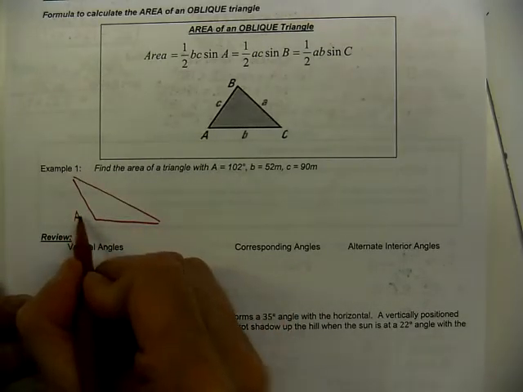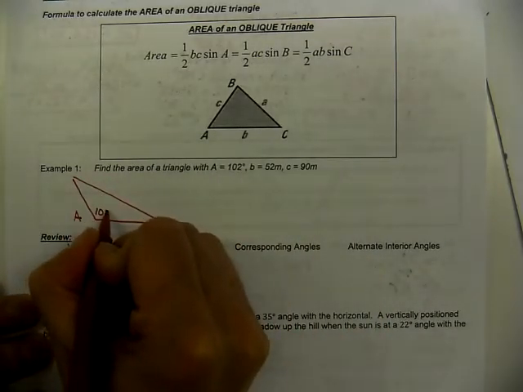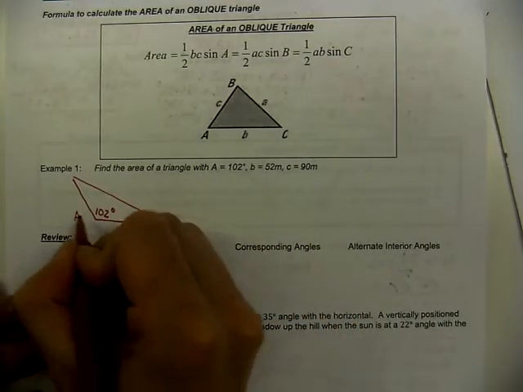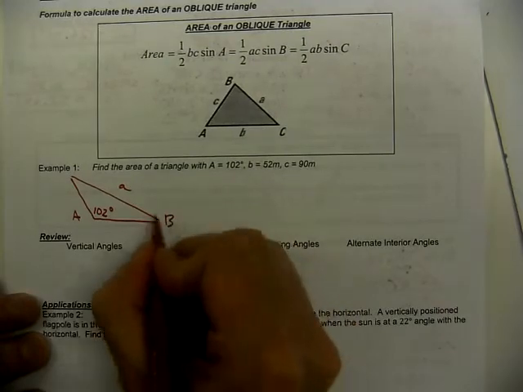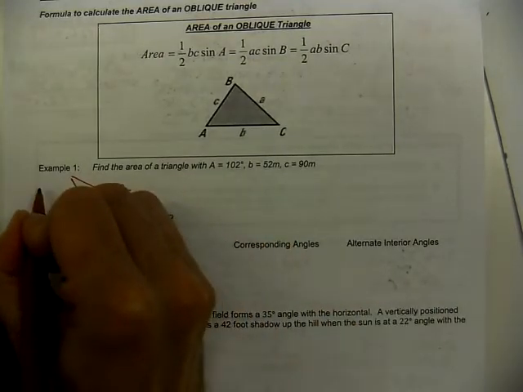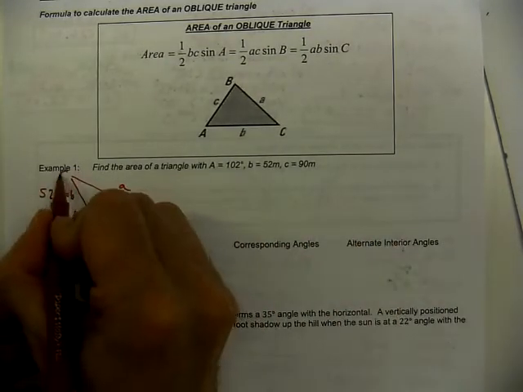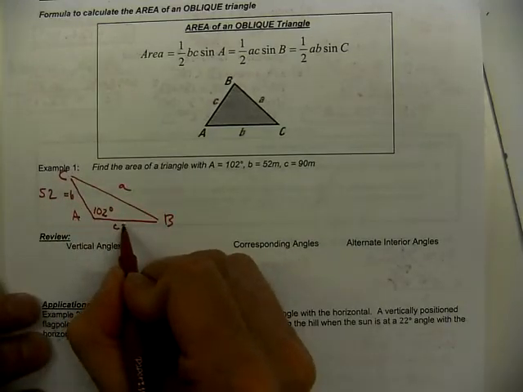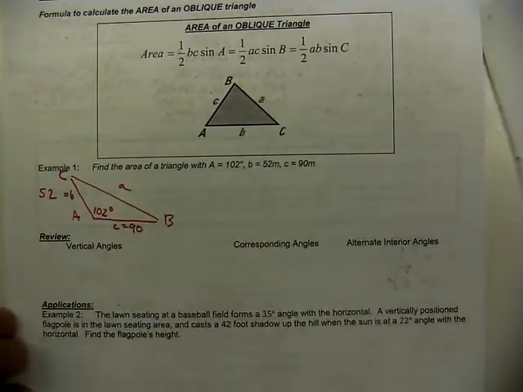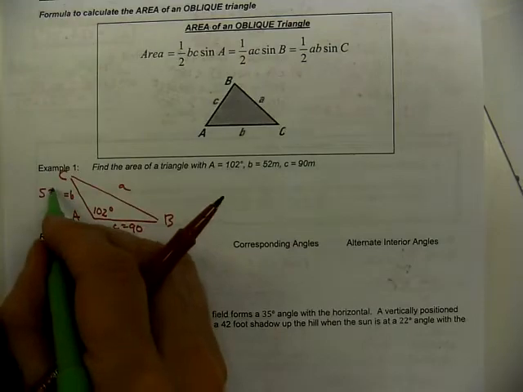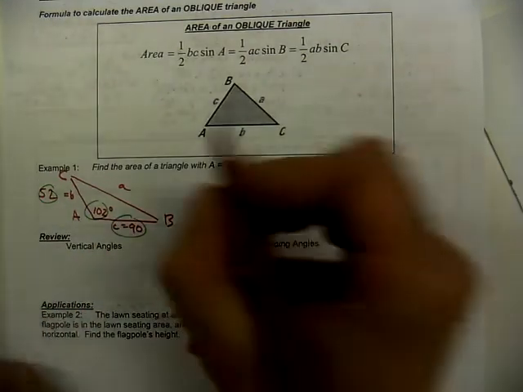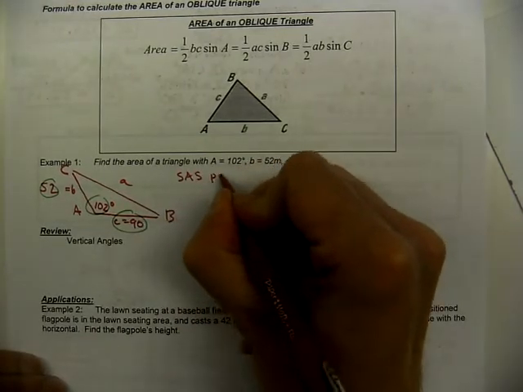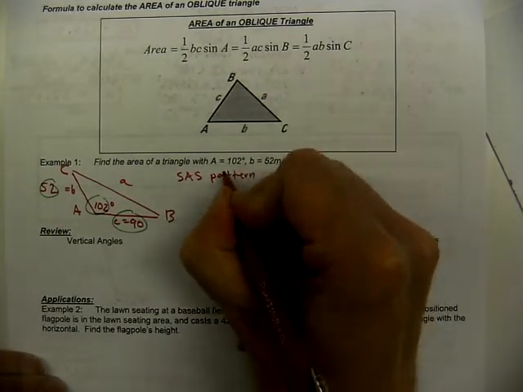just to create a picture of what we have. They're providing us an angle A of 102 degrees. Again, opposite angle A is side little a, so that's a side we don't know. Opposite angle B is side B. They're providing that for us as 52 meters. And opposite angle C is side little c, and that's the 90 meters. All right, so notice we do have that side angle side pattern. We have those two sides with the angle between. So we can proceed with this formula.